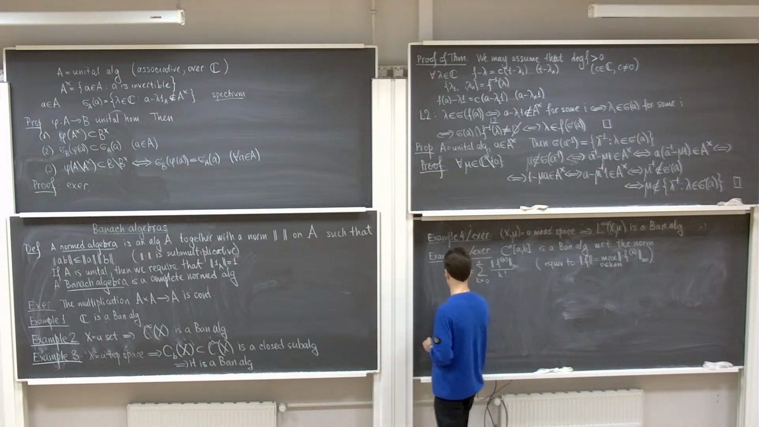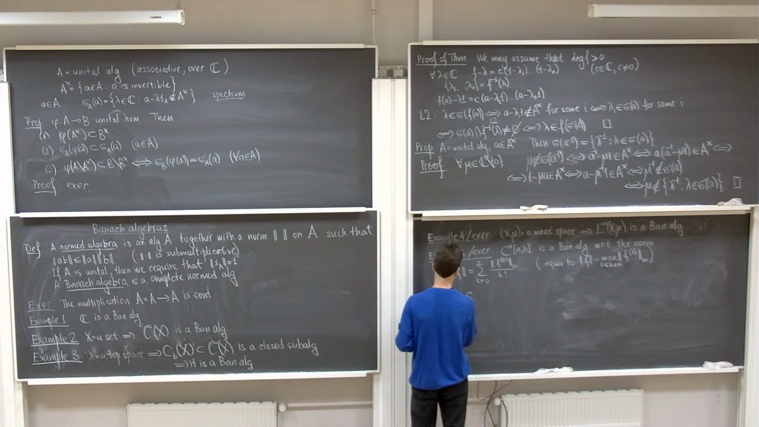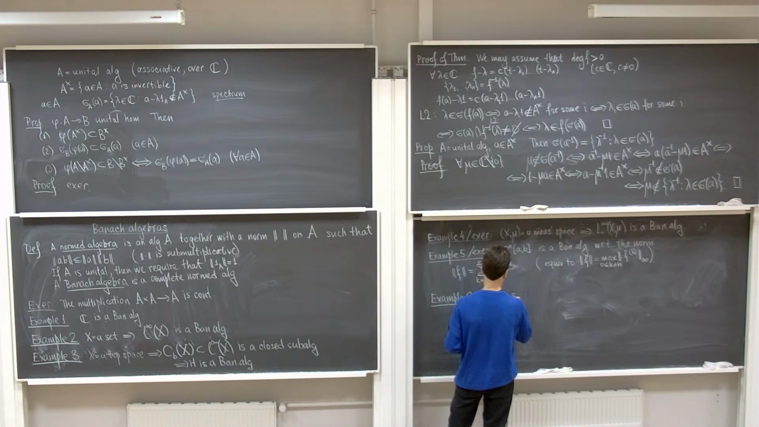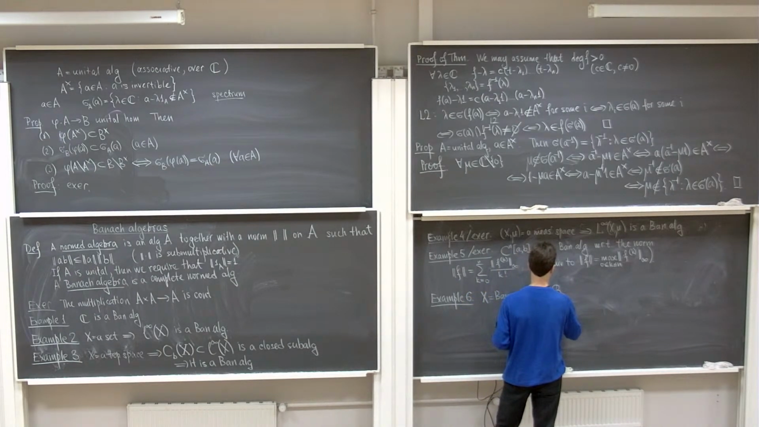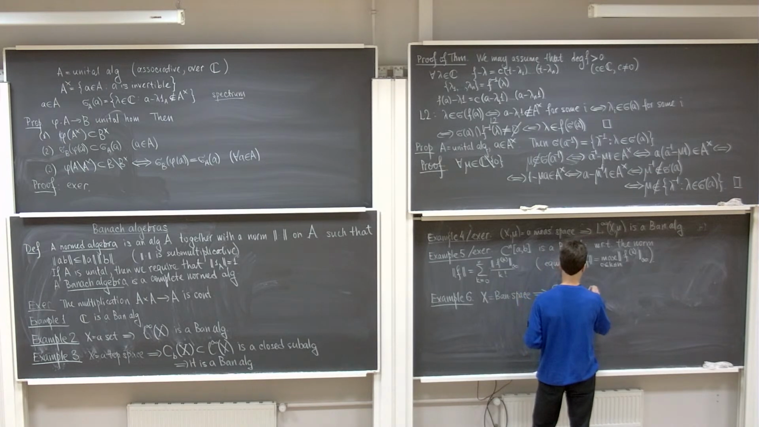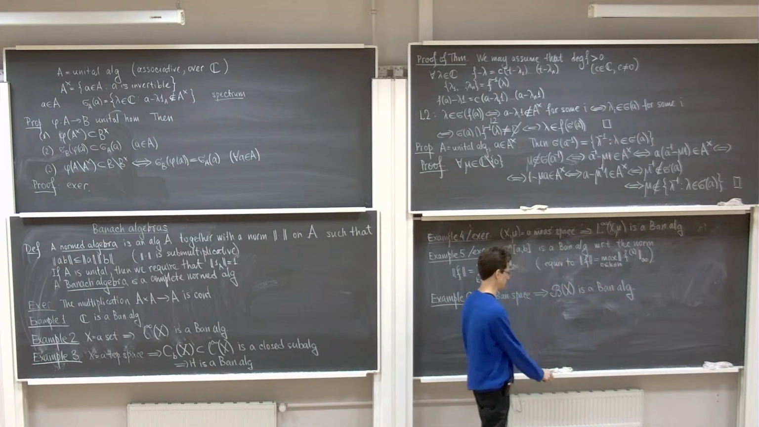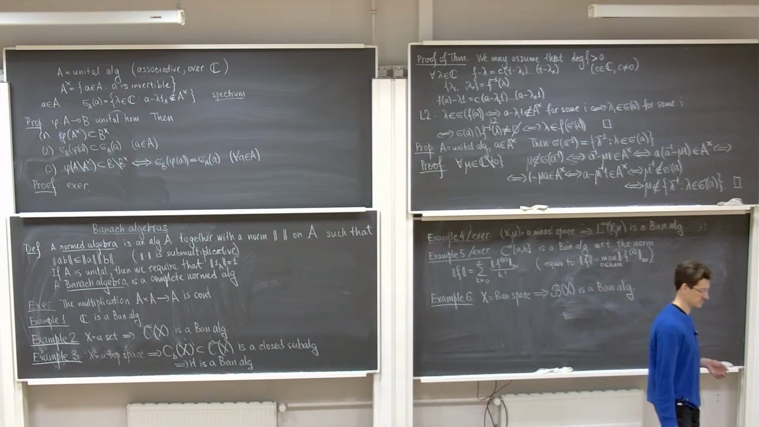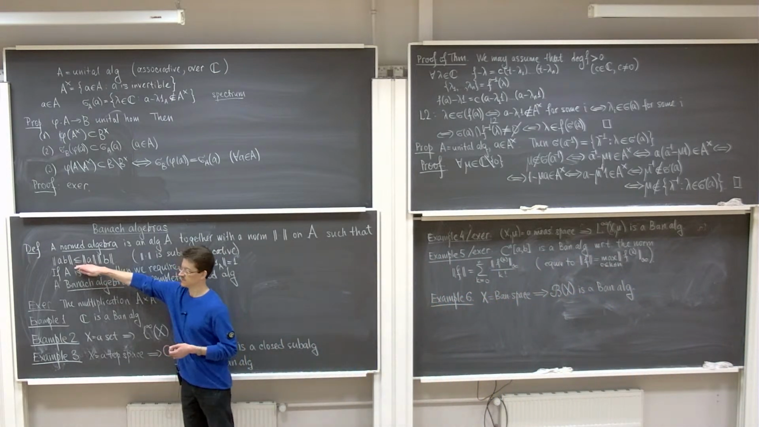And final example 6, which is probably the most important for us. Example 6. If X is a Banach space, then B(X), the algebra of bounded linear operators on X, is a Banach algebra. Well, indeed, we proved some time ago that this is a Banach space under the operator norm. And also we know that the operator norm is submultiplicative. So it's a Banach algebra.